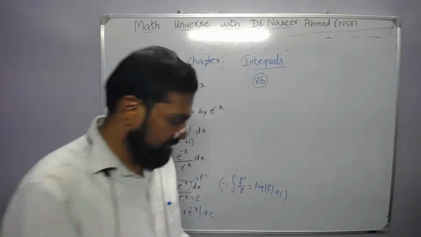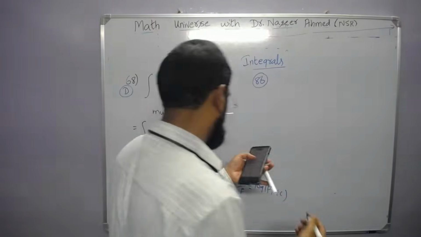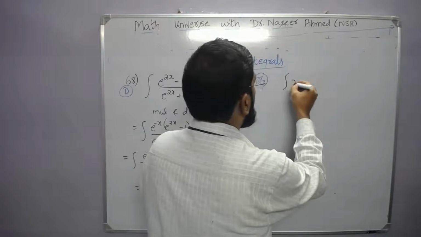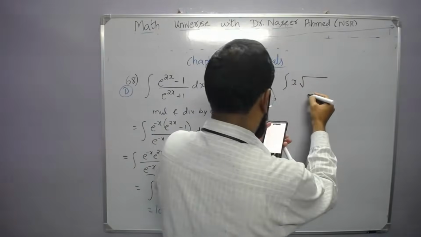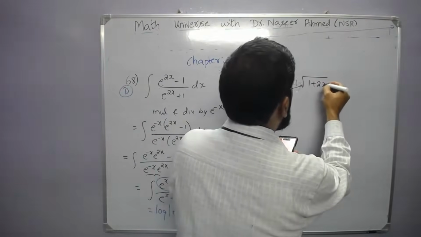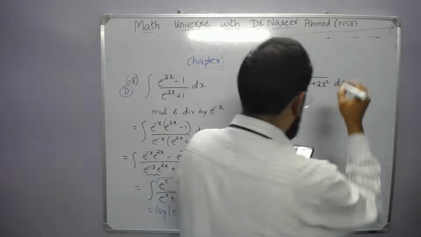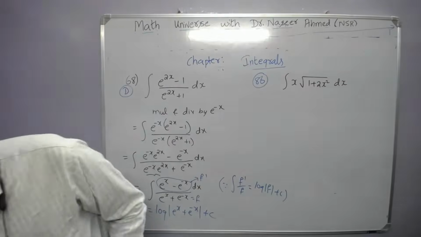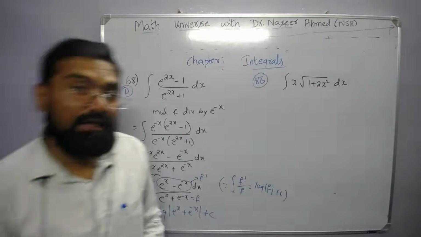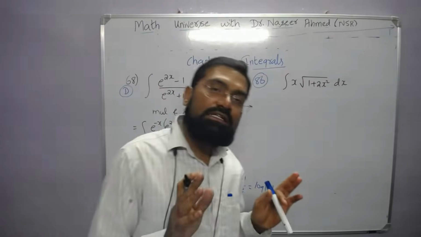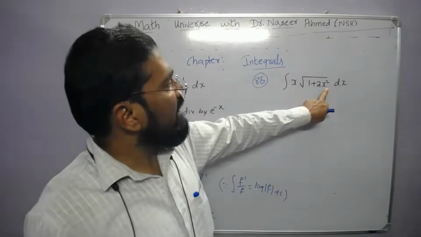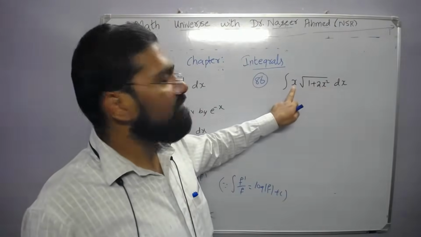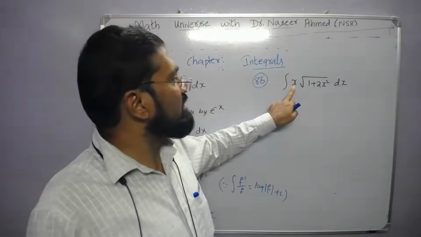Now moving on to the next question. Listen carefully. The question says: integration of x into root of 1 plus 2x squared with respect to x. We have to integrate. Now, again, see carefully. I want you to learn this manipulation. What is the derivative of x squared? 2x, but x is there.